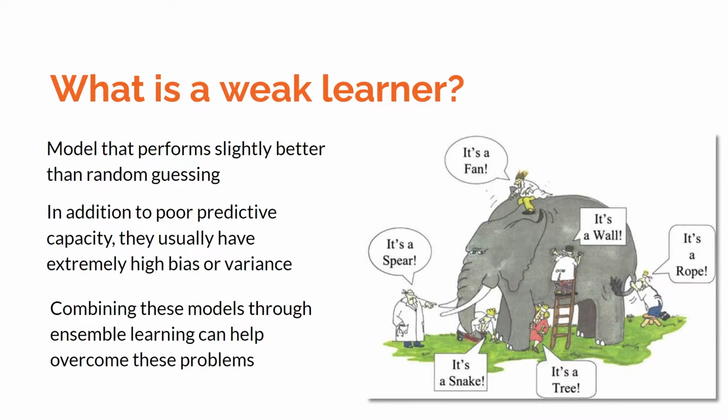The idea here is that by combining these models through ensemble learning, you can help overcome these problems of poor predictive capacity and high bias or variance. If you imagine these scientists are your weak learners, and you've got 100 of them, all feeling different parts of this elephant, and they're able to combine their predictions, you could probably have something very close to an elephant as your output. Now you might get a rhinoceros, but you're unlikely to get a dog or a fish back.